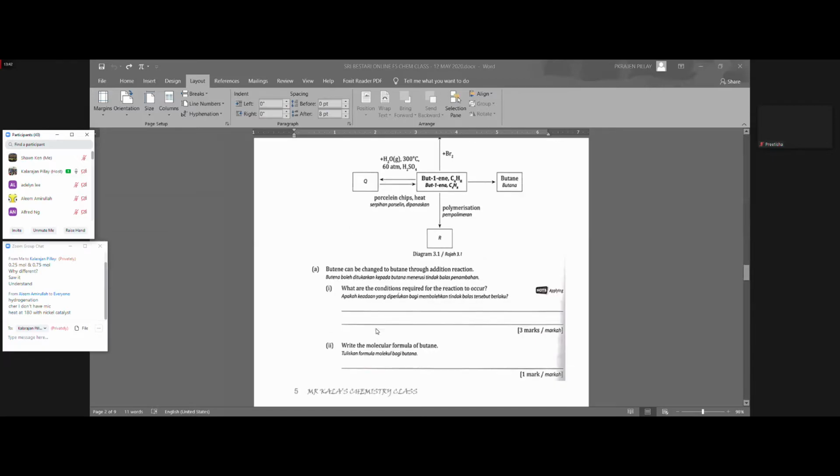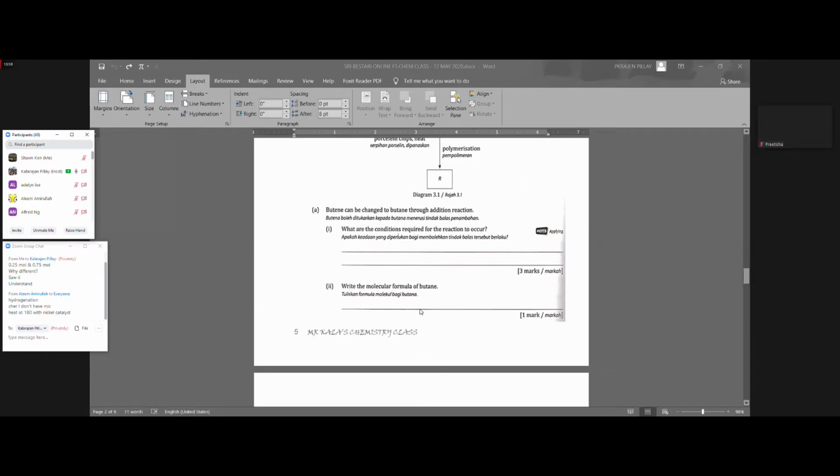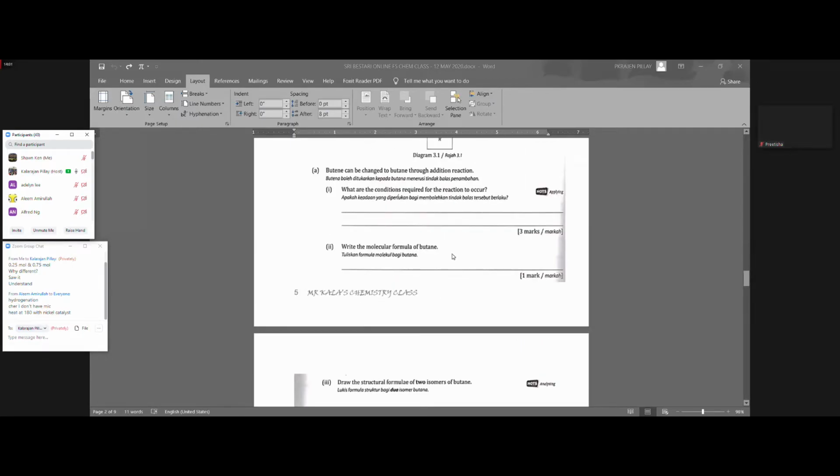Okay? Write the molecular formula for butane. Okay, so this is C4H8. Okay, so butane must be C4H10. Correct, isn't it? CnH2n+2. Okay, molecular formula. You only put n equals 1. That's only the general formula you must put. This one just write the formula.